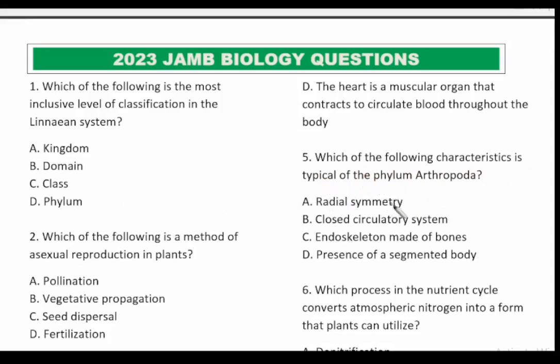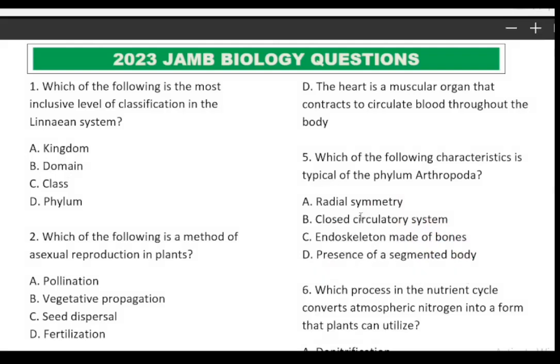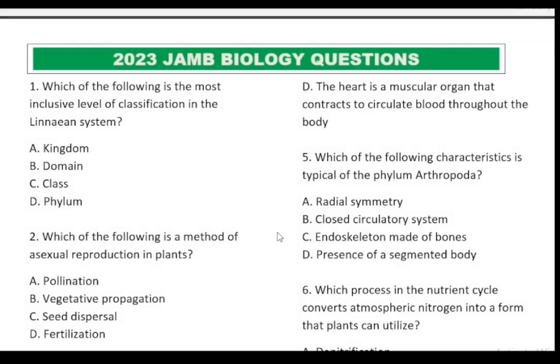A, radial symmetry. B, closed circulatory system. C, endoskeleton made of bones. And then D, presence of segmented bodies. When we look at the arthropods, they are a phylum of animals. Now, animals all have different characteristics, and one of the characteristics of the arthropods is what we want to talk about right now. So the characteristic typical of the phylum Arthropoda is the presence of a segmented body. It's not that they have a radially symmetric body, because if you cut them through a particular plane of the body, you will not have equal parts.